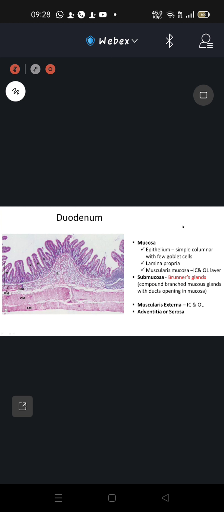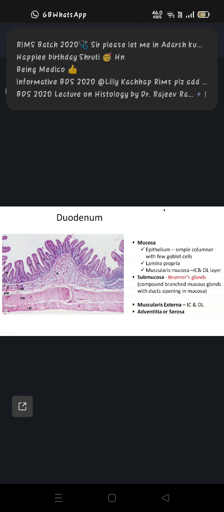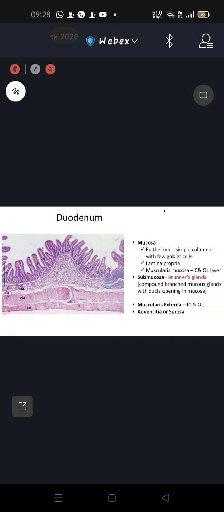Now we will discuss one by one these different portions. So starting with the duodenum. As we know, this portion of the GIT has four concentric layers. The initial layer is known as mucosa, then the submucosa, then the muscle layer, which is muscularis externa, and finally the adventitia or serosa.